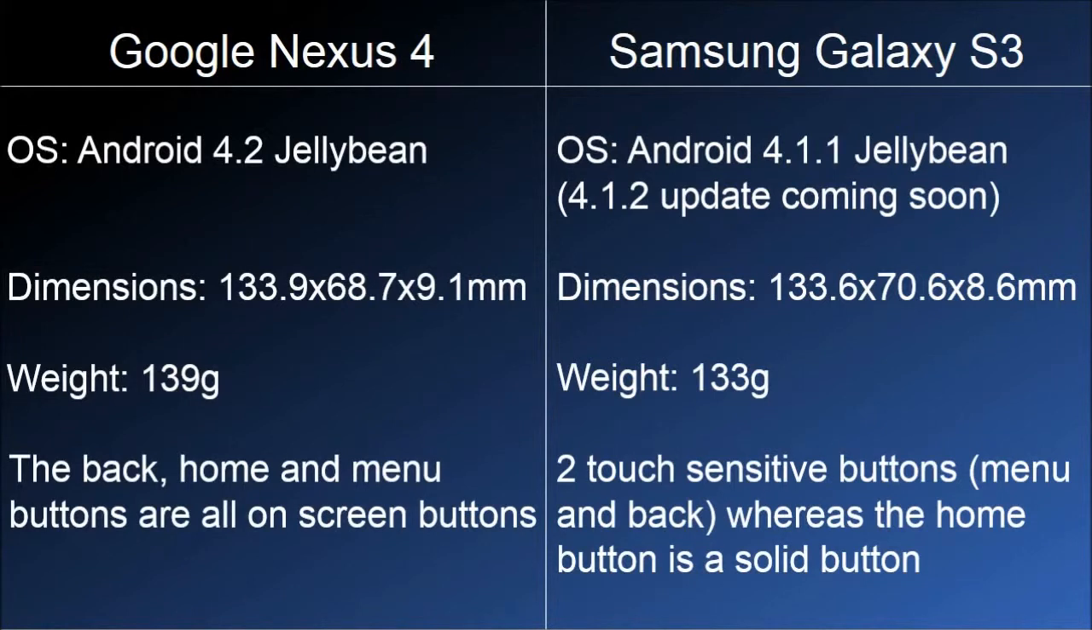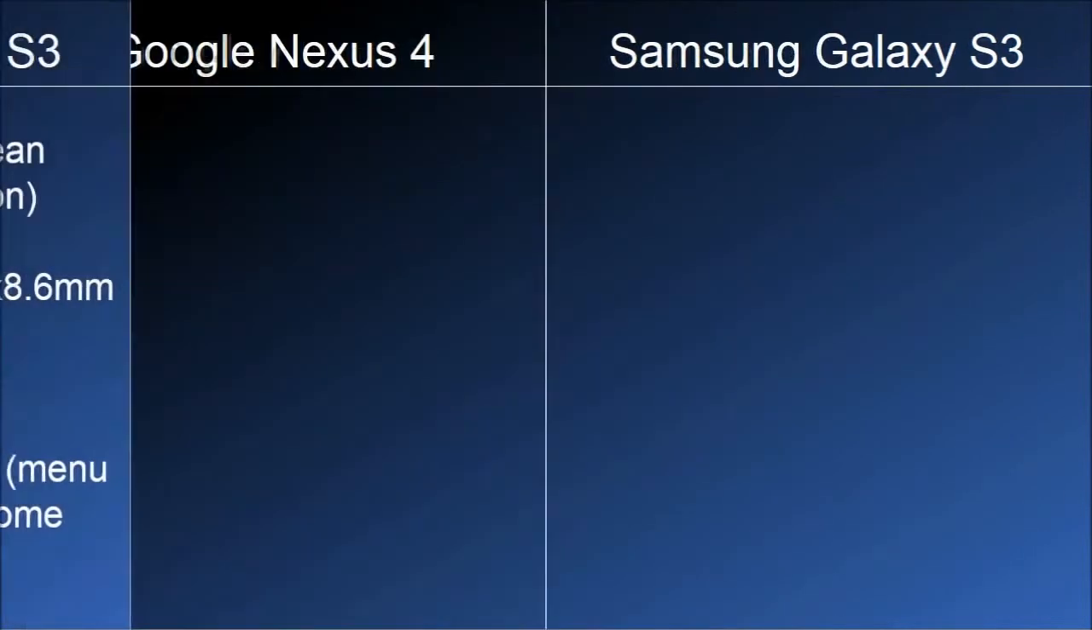On the Google Nexus 4, the back, home and menu buttons are all on the screen. They aren't separate touch sensitive or actual buttons, whereas on the Samsung Galaxy S3, there are two touch sensitive buttons, which are the menu and the back buttons, and the home button is a solid button. This means less space on the screen is wasted, so this could be an advantage for the S3.